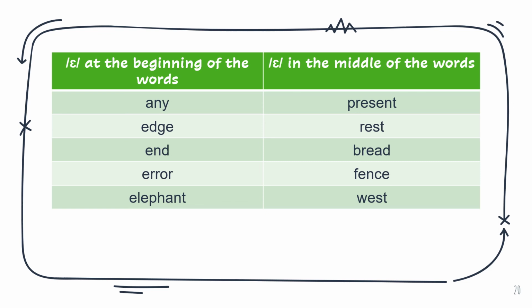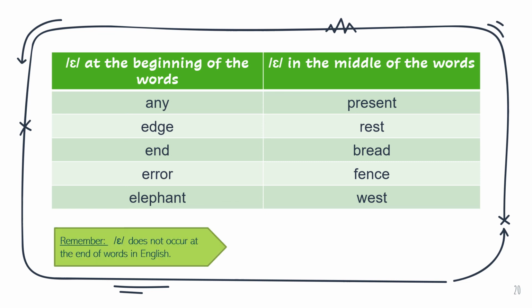We can't find this vowel sound at the end of the words, but you can see it at the beginning, such as any, etch, and, error, elephant. In the middle, present, rest, bread, fence, west.